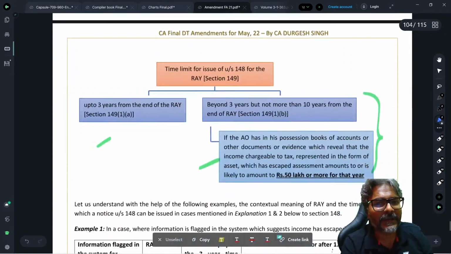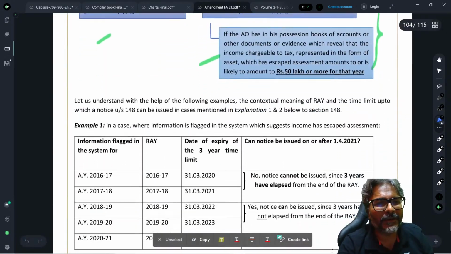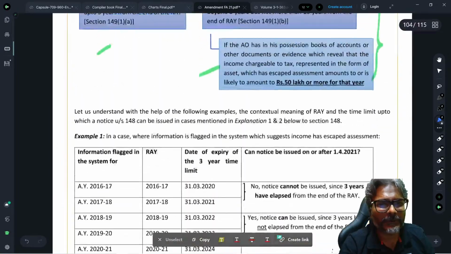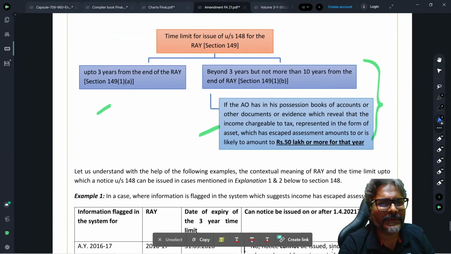I think we are done with this one now. And what is the time limit to complete the order? The time limit, you can skip it, students, if you want.